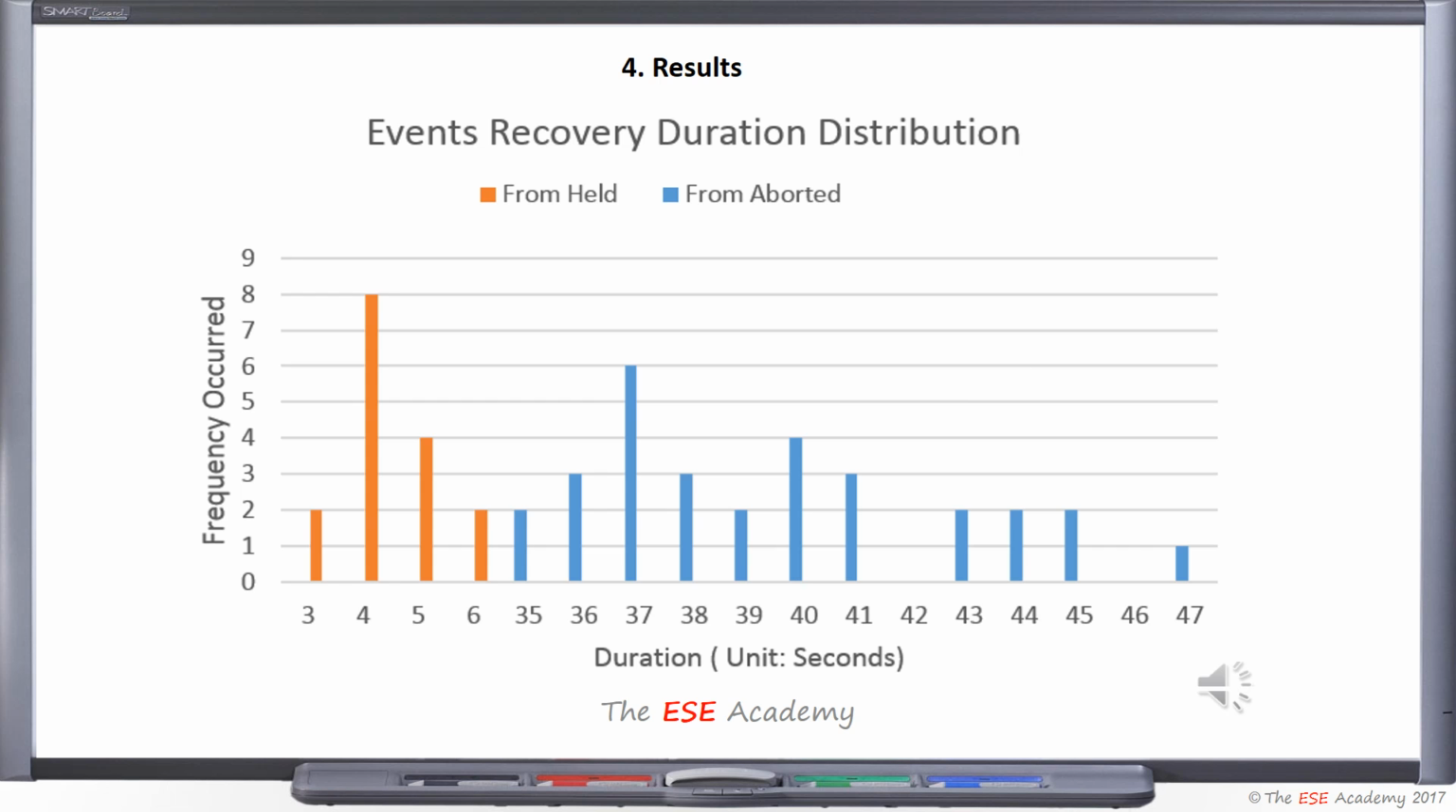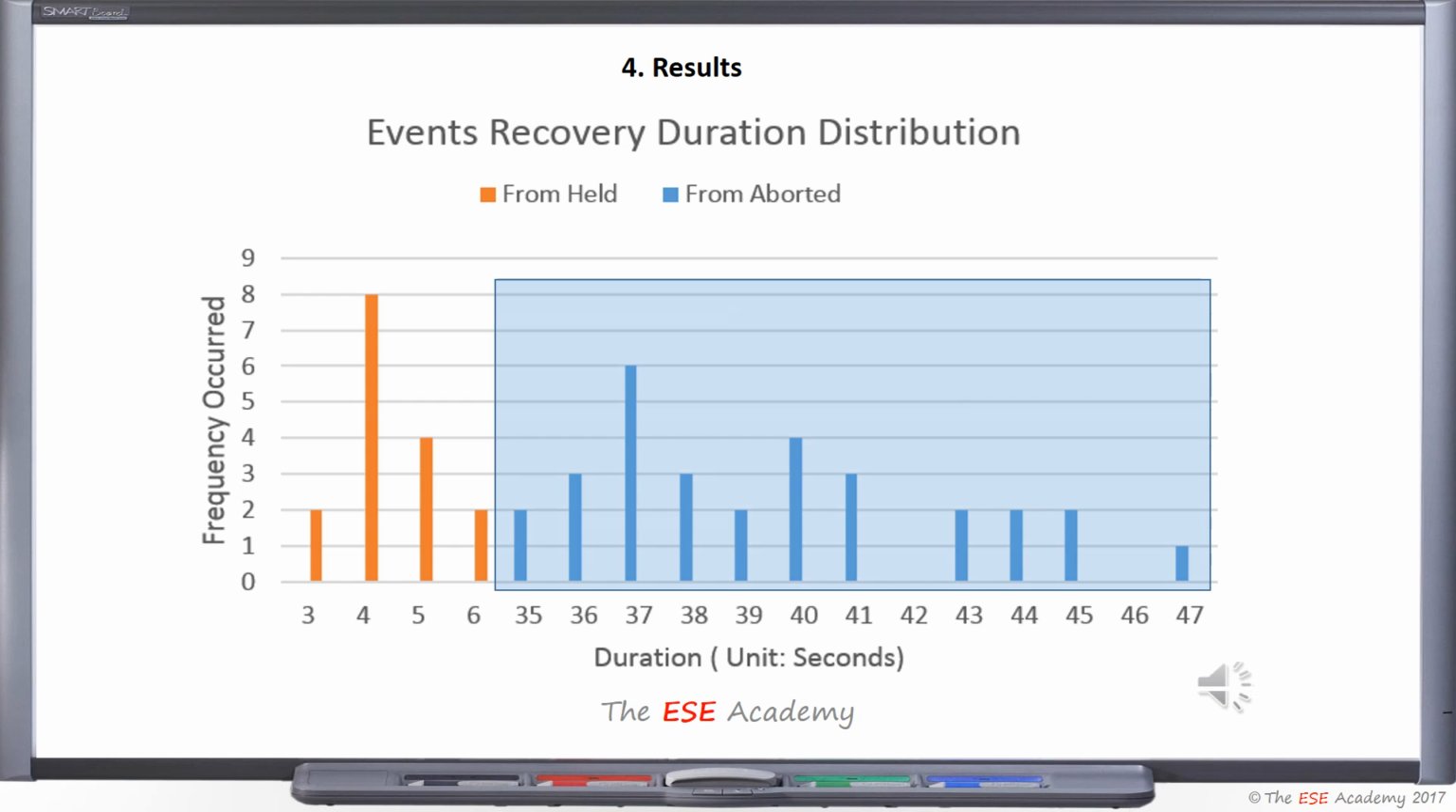Based on the results from all four of the experiments, the above graph shows statistical analysis of durations required to restore the machine from either held state or aborted state. The blue histogram shows that it usually takes about 40 seconds for the operator to restore the machine from a critical event which caused the machine to go into an aborted state.